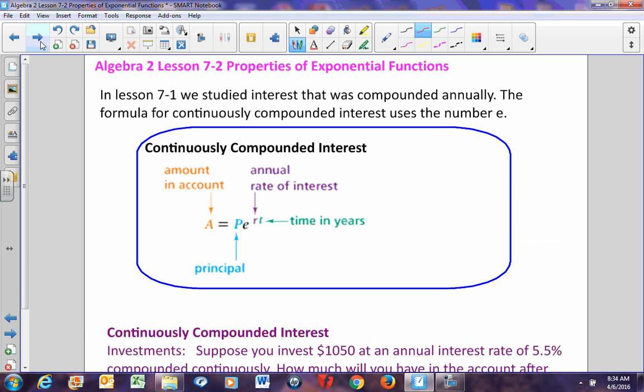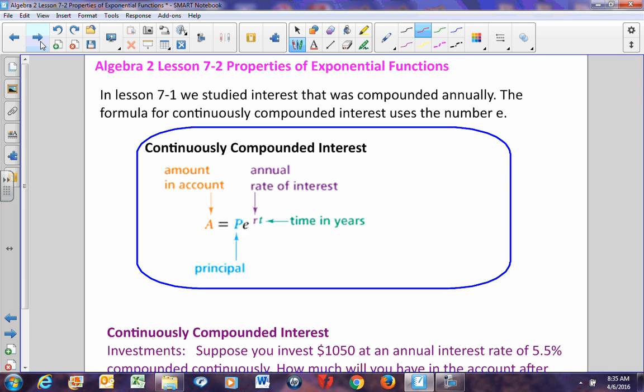Now, in lesson 7.1, we studied interest that was compounded annually. Not always is interest compounded annually. For me, my savings account is compounded quarterly, once every 3 months, 4 times a year. The formula for continuously compounded interest, otherwise known as credit cards, uses the number e, which is why people can never figure out how much interest they're paying on their credit cards, unless they know how to use e.